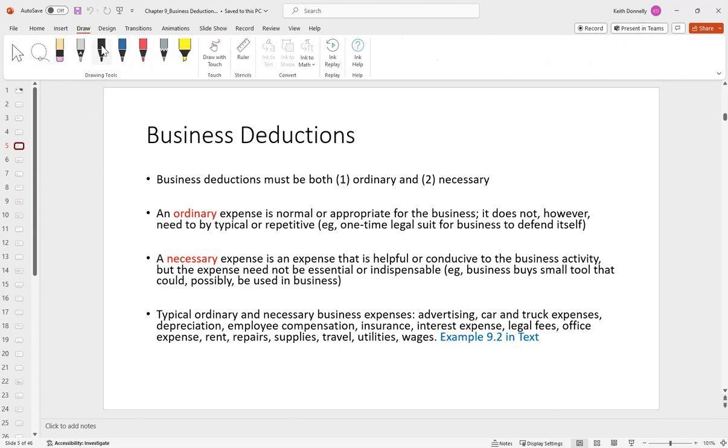So what are some things you would think about for typical business expenses? These are the ones right here: advertising, car and truck expense, depreciation, salaries you pay your employees, insurance, interest expense, legal, rent, repairs, supplies, travel, utilities, wages. It's a lot of that stuff you'd see on an income statement.